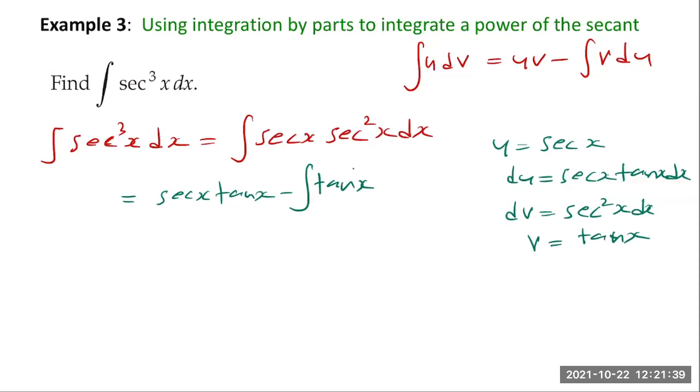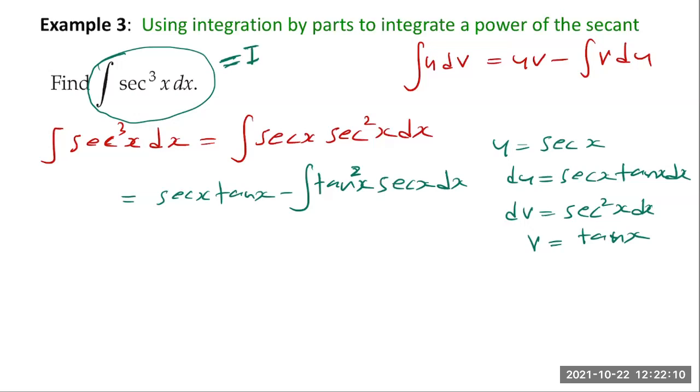Secant x tan x means this becomes tan squared, right? Tan squared x secant x dx. All right, next I'm going to write this tan squared as secant squared minus 1 for a reason. Actually, before that, let me give this integral a symbol. I'll take this integral as I. That's what I need to find at the end of the day.